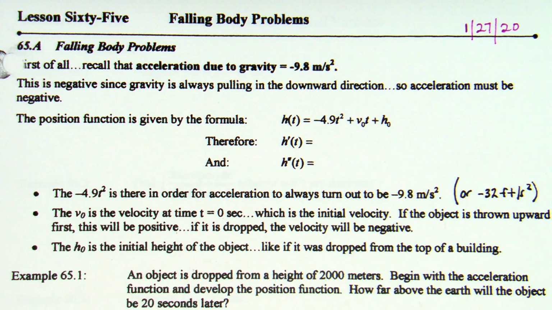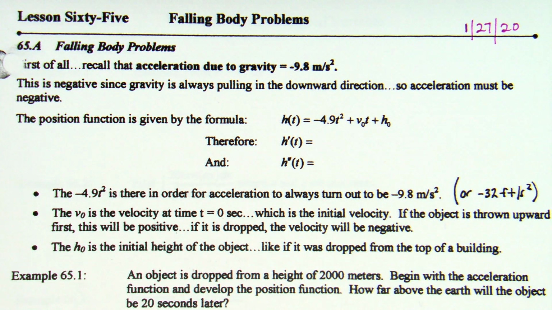So, lesson 65 is falling body problems. Acceleration, velocity, position. We've already talked about that relationship, yes. And that relationship is back. So, acceleration due to gravity. Remember that nice number of 9.8 meters per second squared is your acceleration due to gravity. So, that is how gravity is pulling things back down to Earth, right?